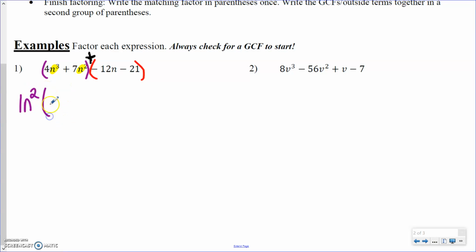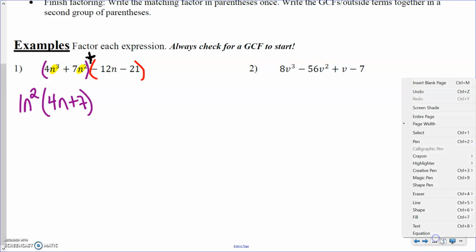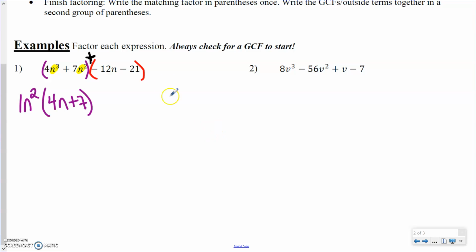So 4 divided by 1 is 4. If I have 3 n's and I take 2 out, I have 1 left. And then 7 divided by 1 is 7. I had 2 n's and I took 2 out, so I don't have any n's left. Okay, so same thing as the last lesson. The only difference is we're going to have to do this twice because there's 2 groups.